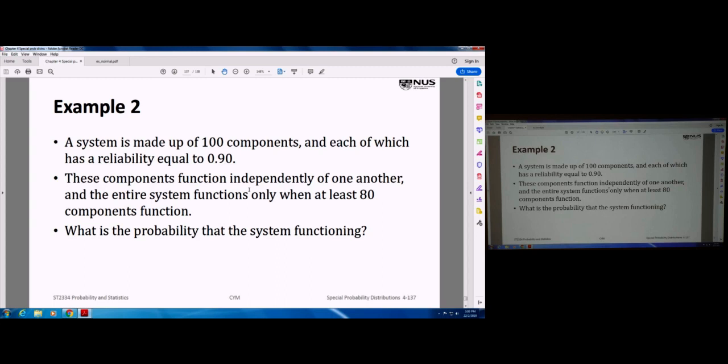Okay, so whether they function or not is a Bernoulli trial. If they function, 1, success. If they don't function, 0. The chance that they function is 0.9, and they do these things independently. This is a characterization of a binomial experiment. There are 100 independent and identically distributed Bernoulli trials.